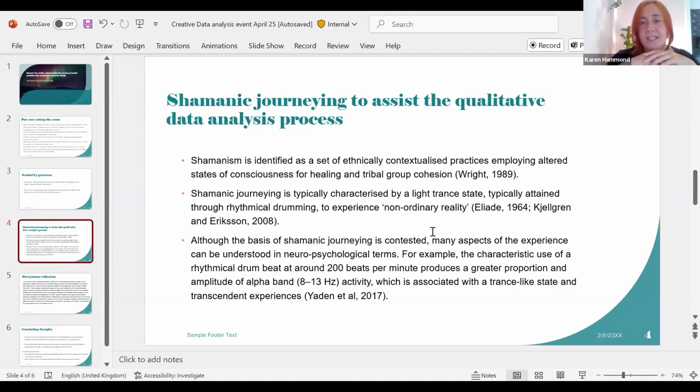So it involves a process of inducing a light trance state, and that's typically attained through rhythmical drumming in order to access what's been described as this non-ordinary reality. So as is captured here, the basis of it, what these altered states mean, how real they are, these are big questions relating to truth and imagination. I think what Nick saw as constituting this was perhaps quite different from what my understanding was. So again, that was something else I was really interested in working through in our journey together.